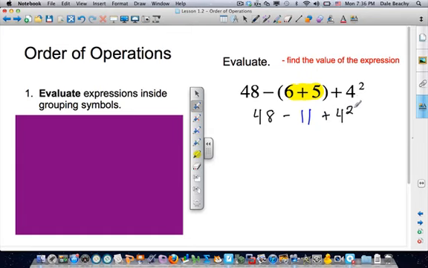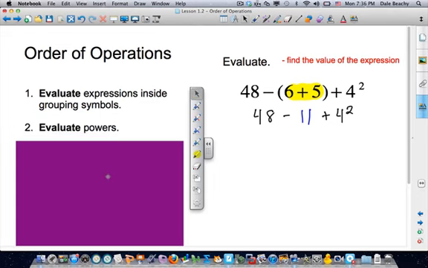Now the next step in the order of operations is to evaluate any powers. So you look through each term to see if any terms contain an exponent. We notice that our third term is 4 squared. 4 squared is 16, so we write that value directly underneath the value of 4 squared. We write down the rest of the expression, 48 minus 11 plus 16.